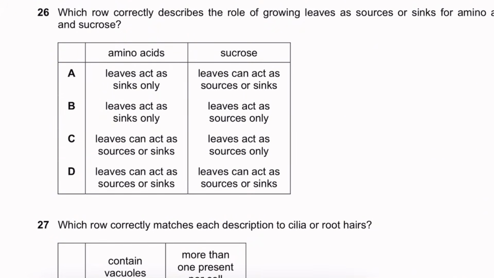So let's see the options. Leaves act as sinks, or leaves can act as sources or sinks. Okay, so there are multiple options here where the leaf has to act as one thing or the other. For both amino acids and sucrose, the leaf is relying partly on the rest of the plant, and it's partially also relying on itself. So it has to be both for both of these things. So leaves can act as sources or sinks, which is why it's D.